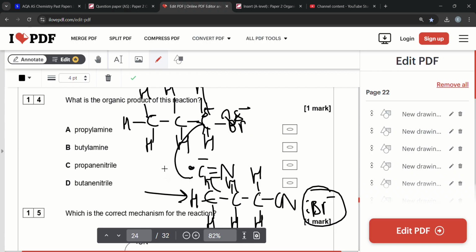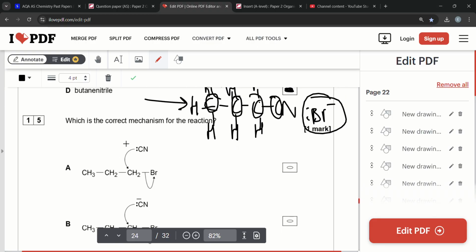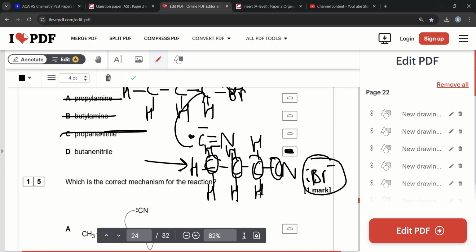So what is this? Well, like I said, it's a nitrile, so it can't be an amine. It's either propane nitrile or butane nitrile. Most people say propane nitrile, methane, ethane, propane, but that's a carbon in and of itself. So it's methane, ethane, propane, butane nitrile, not propane nitrile. I feel like that's the biggest mistake for this question, but the answer is butane nitrile, which is the correct mechanism for this reaction. I've just gone through it.